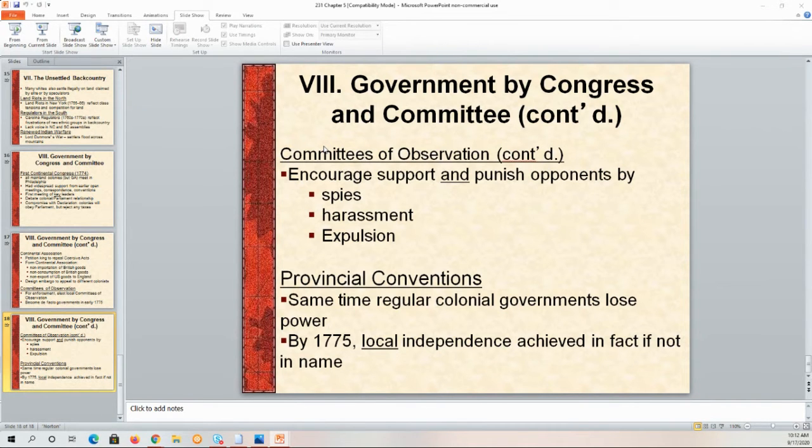We're going to go on and talk about propaganda and how that moves us towards the road for independence and into Chapter 6. Does anybody have any questions?